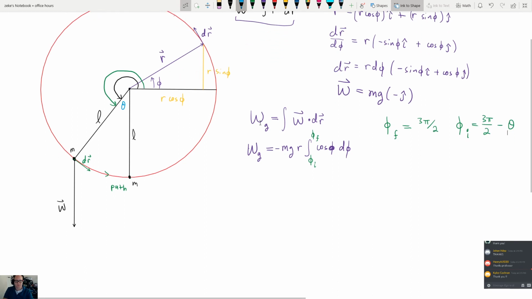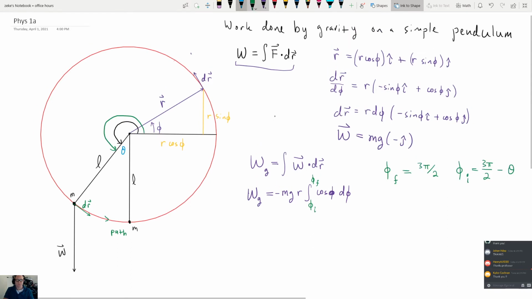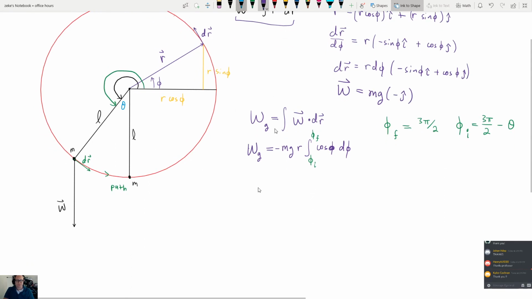So let's plug those in here. I guess I have enough room to keep writing. Go down just a little bit. So we have W_G is going to be equal to negative mgr. I guess we could go ahead and just do the integral. So the integral of cosine phi is going to be sine phi, positive. And then we just need to throw our limits on here. So I don't know why that happened.